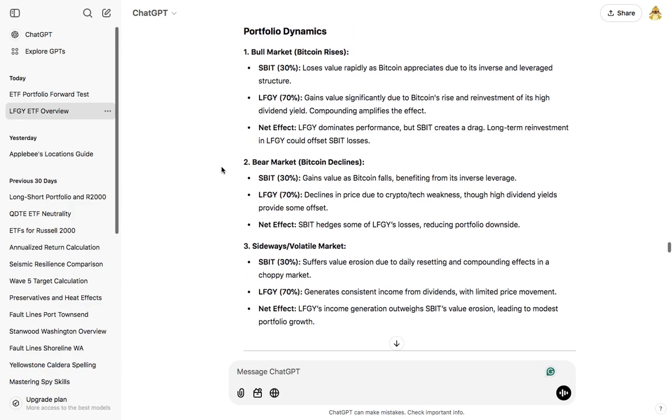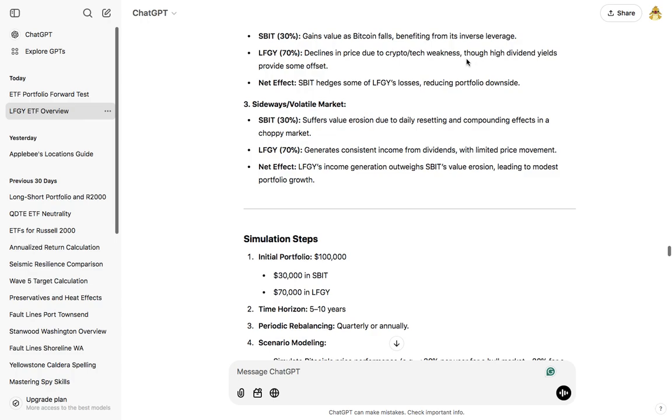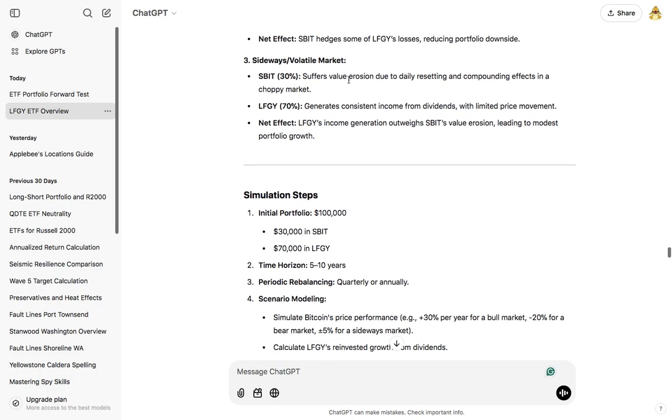So this is what it said: that during a bull market, SBIT would lose value rapidly, but LFGY would gain significantly due to Bitcoin's rise and reinvestment of its high dividend yield. Compounding amplifies the effect. And it said the net effect during a bull market, LFGY would dominate the performance, but SBIT would create a drag. Long-term reinvestment in LFGY would offset the SBIT losses. Then basically the opposite happens for a bear market. SBIT hedges some of LFGY's losses, reducing portfolio downside, and the dividend yields provide some offset as well.